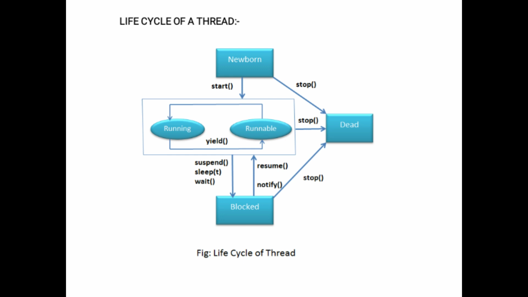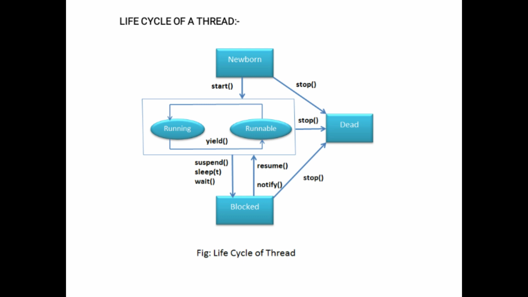Next is the blocked state. A thread is said to be in the blocked state when it is prevented from entering into the runnable state and subsequently the running state. This happens when the thread is suspended, sleeping, or waiting in order to satisfy certain requirements. A blocked thread is considered not runnable but not dead.